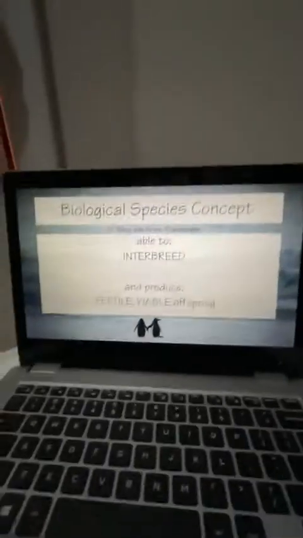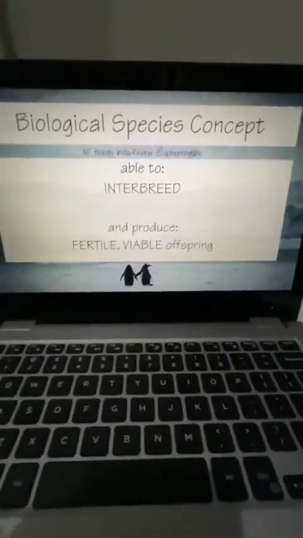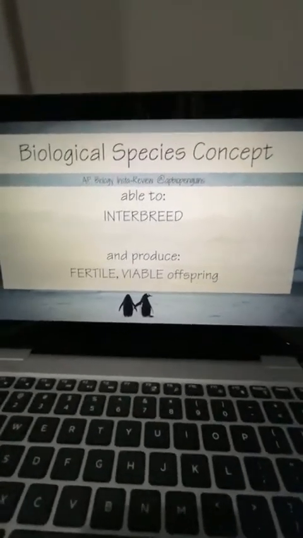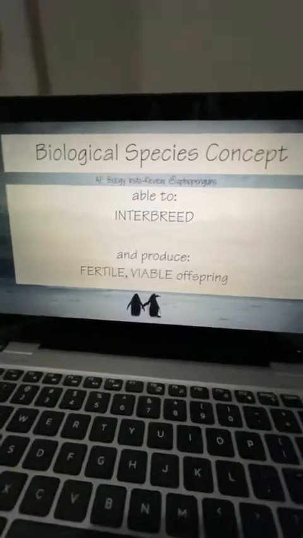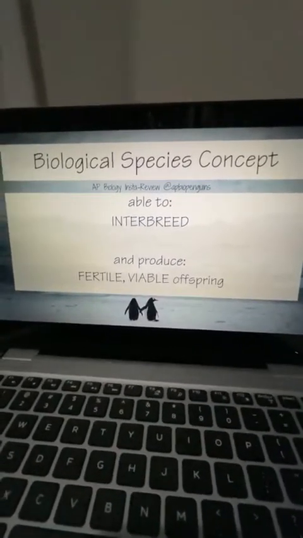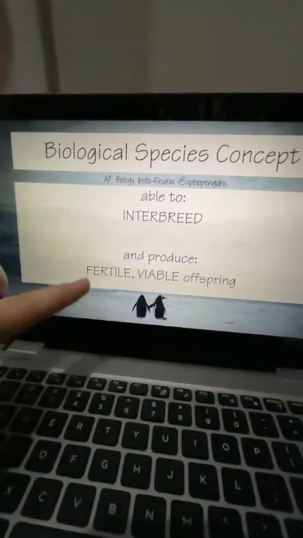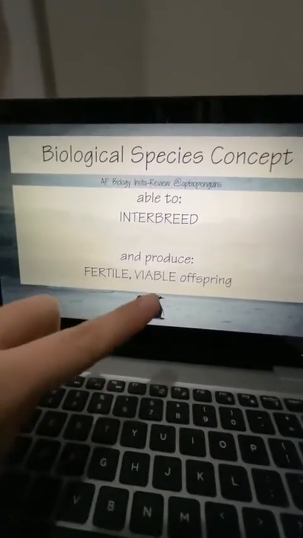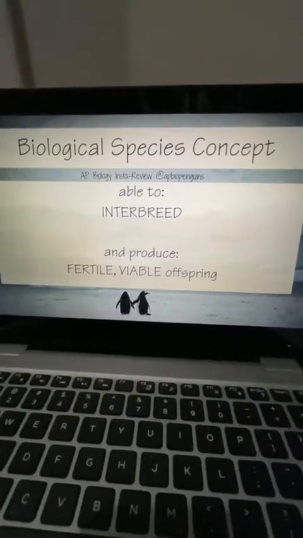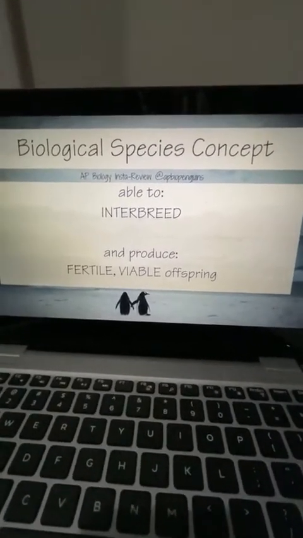The biological species concept is the main concept we use to determine if 2 individuals are in the same species. The big thing is, are they able to interbreed? Can they mate together? Can they come in contact? Will they attempt to mate? And if they do mate, do they produce fertile and viable offspring?